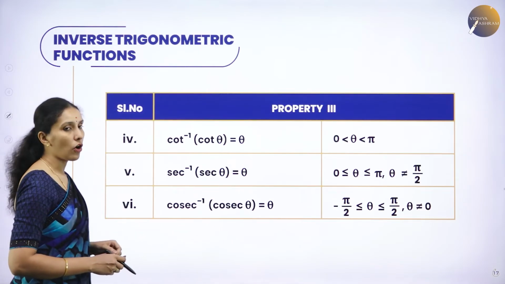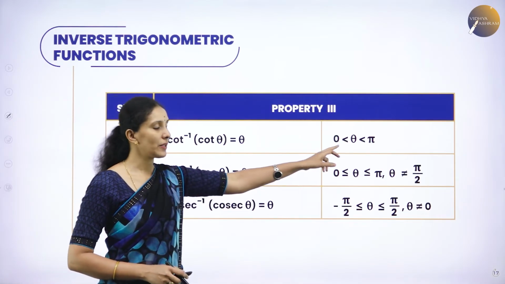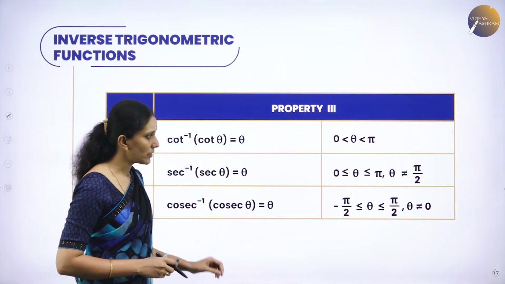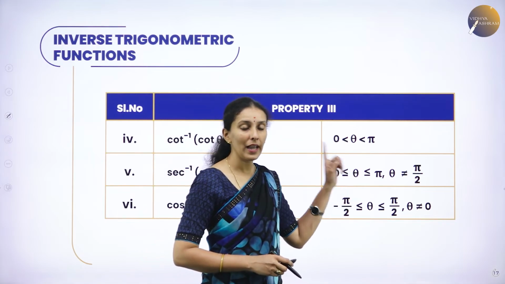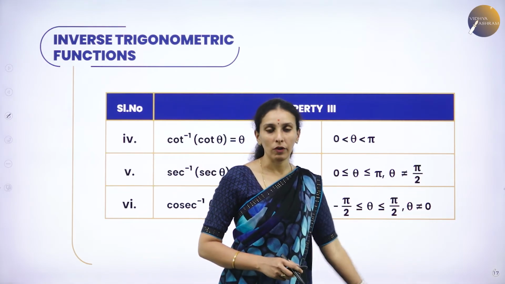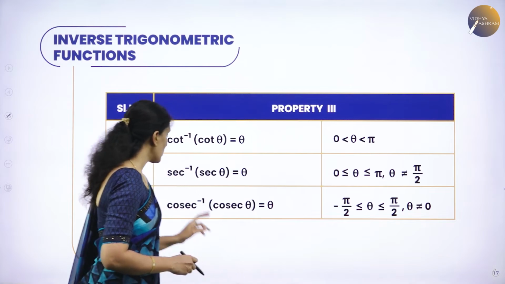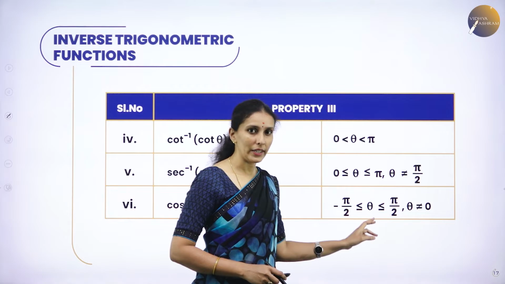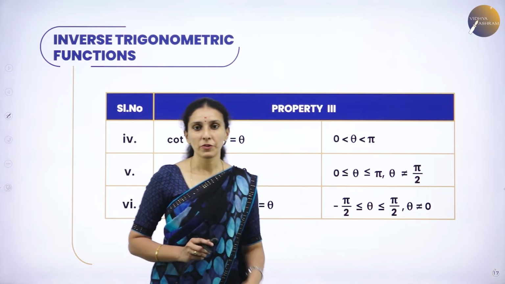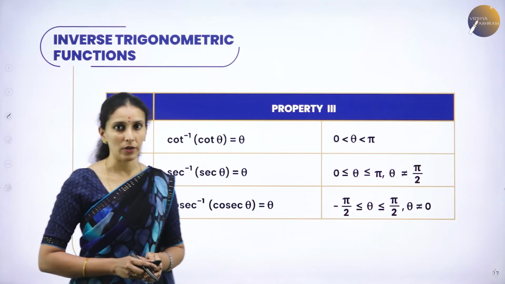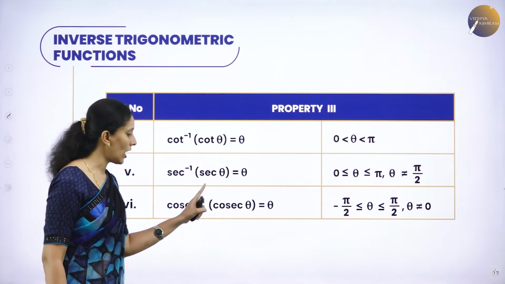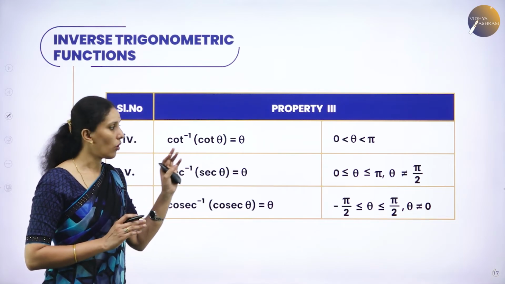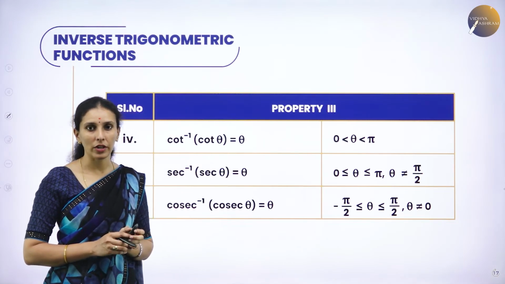Next, cot inverse of cot theta can be written as theta for the principal value branch 0 to pi. Secant inverse of secant theta is possible for all the values from 0 to pi except theta cannot be equal to pi by 2. Next, cosecant inverse of cosecant theta can be written as theta for minus pi by 2 to plus pi by 2, except for the angle theta equal to 0. An inverse trigonometric function along with its function with the value of theta is true for all the principal value branches of the trigonometric function.